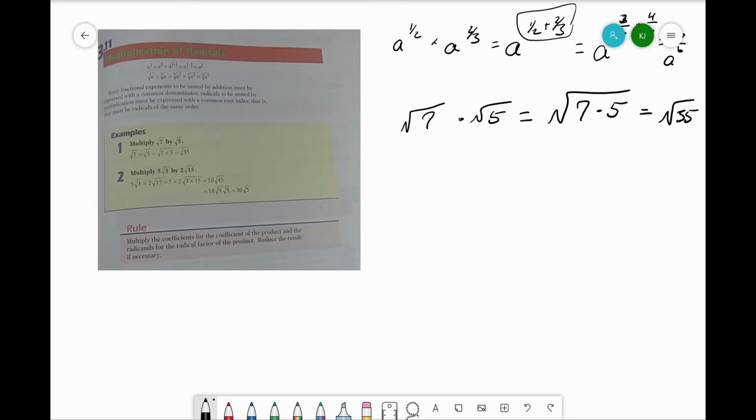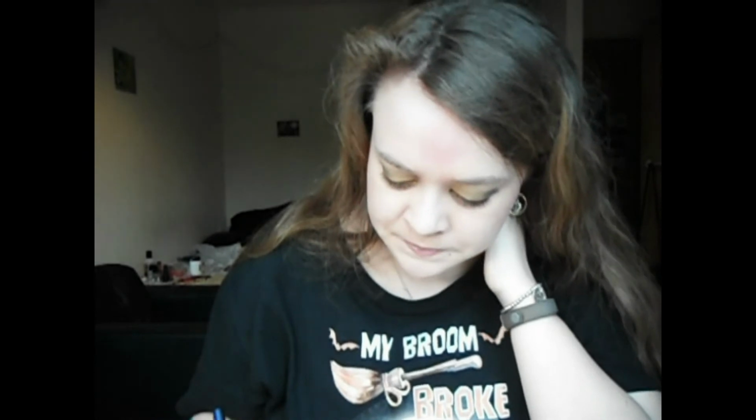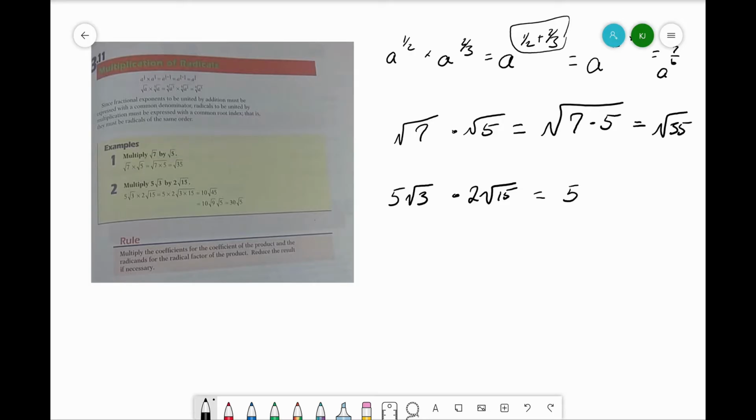Our second example is 5 times the square root of 3 times 2 times the square root of 15. So for this, we're going to combine like terms, just like we're used to doing for binomials and stuff. So then we have 5 times 2 times the square root of 3 times 15. So then we can combine them even further and say, well, this 5 times 2 is 10 times the square root of 3 times 15, which is 45.